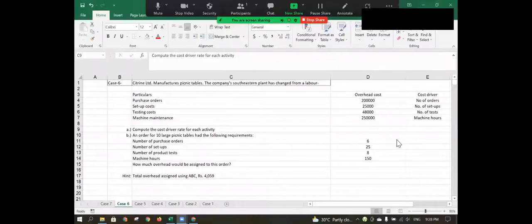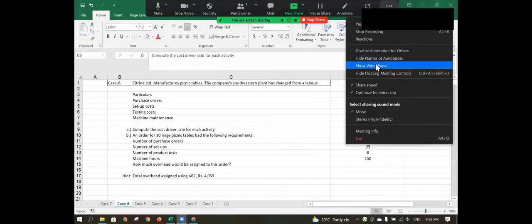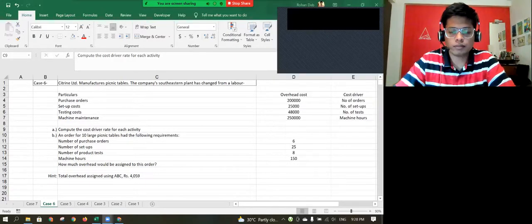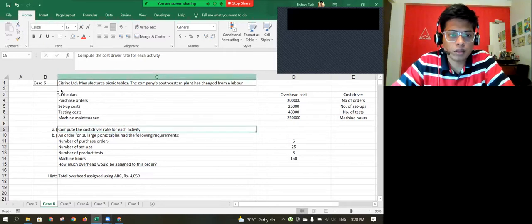Okay, so now let's jump into the next question. Let's get started with question number 6 now. This question is very simple, compared to the seventh question. This is really quite simple, so I don't think you'll have much of a problem doing this.